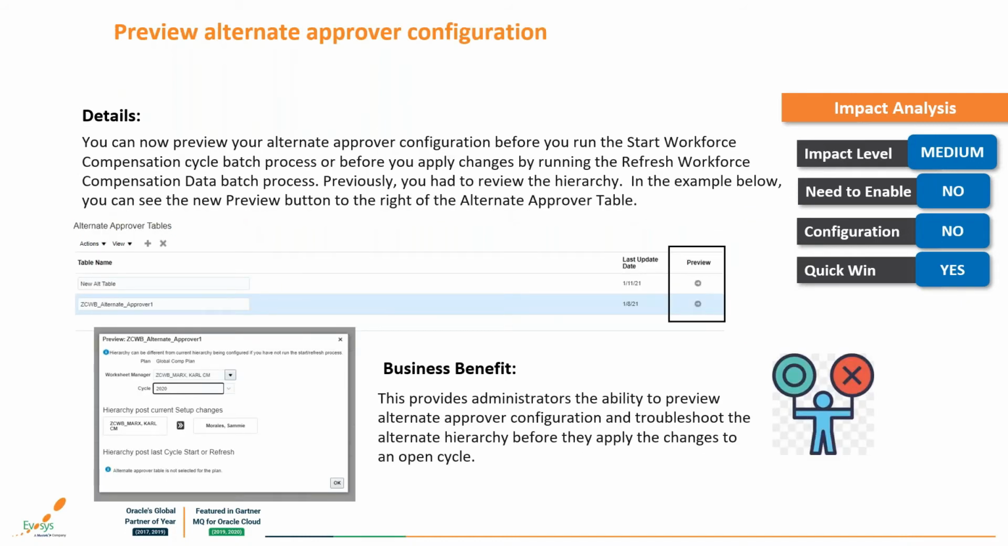Previewing alternate approval configuration. Now, even before you run the start workforce compensation cycle process or apply any of the approver configuration changes to the current open cycle, you can preview exactly what configuration you have done. Previously, to view this, you had to review the hierarchy. Now you will be able to preview all the alternate approver configurations that you have done without even starting the plan. This will allow the admins to troubleshoot any of the issues related to the hierarchy even before starting the plan or applying the changes to an open cycle.